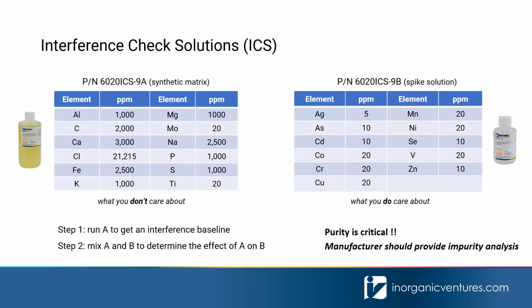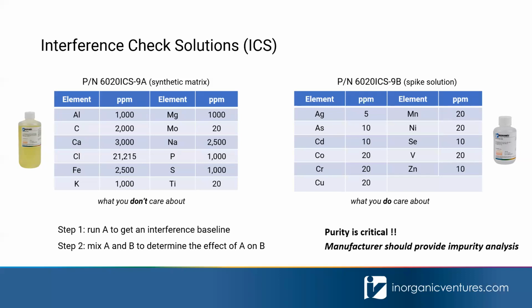So we're going to now look at some interference check solutions that are commercially available. And we're going to focus on two products that Inorganic Ventures provides. The key thing about an interference check solution is that it's usually going to come in two parts. You're going to get one interference check solution that contains all the things that you don't care about. And I like the term synthetic matrix. So the table on the left shows you what an ICS would be for this synthetic matrix.